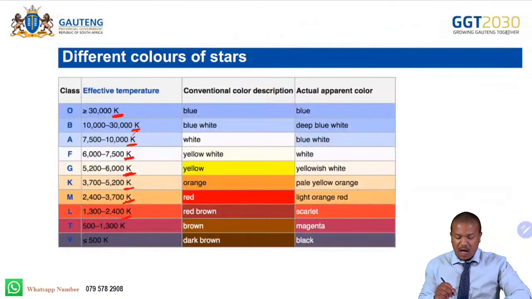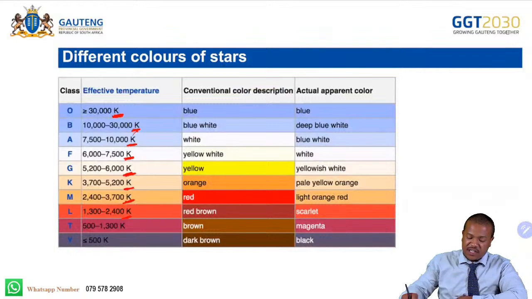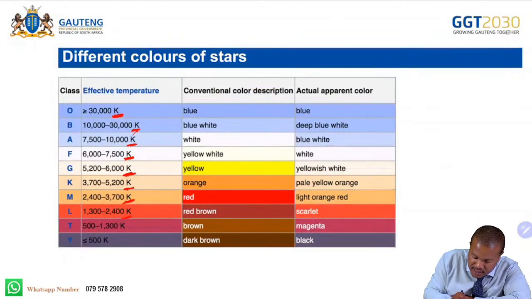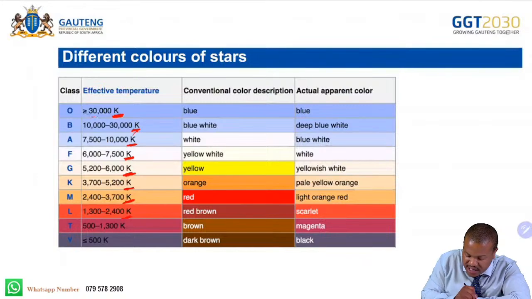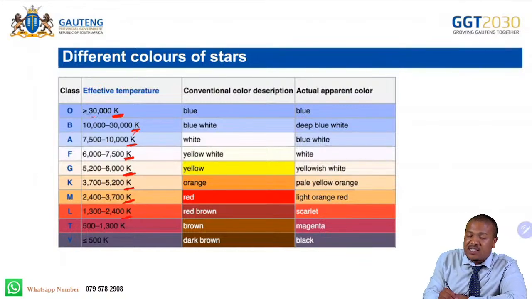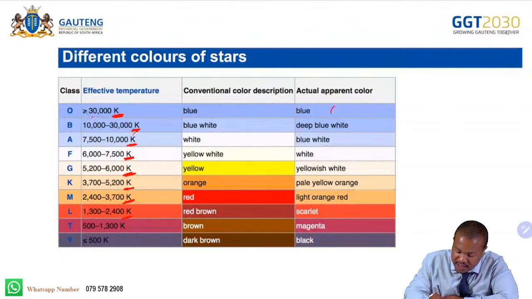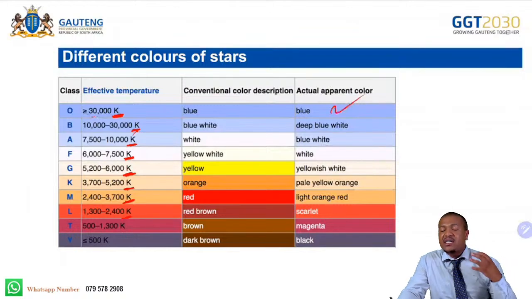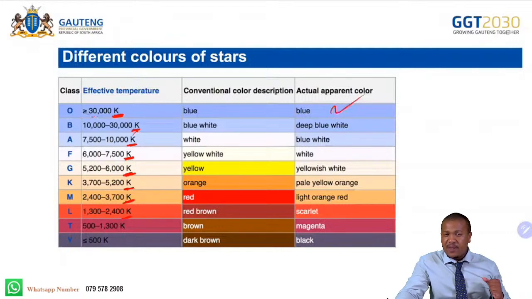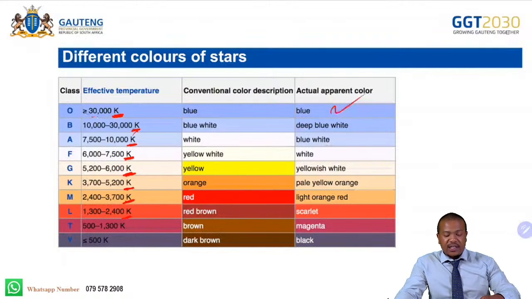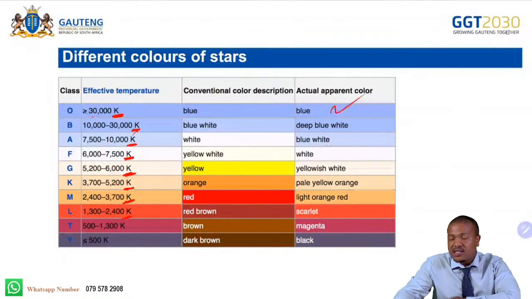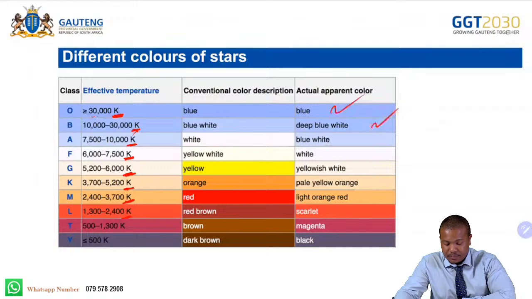So now looking at an effective temperature of more than 30,000 Kelvin, we find a star that is blue in color. As we said, stars that appear blue are usually hotter but younger than stars that appear red. Then in class B, we find stars having a temperature of 10,000 to 30,000 Kelvin, and they appear deep blue-white in color.